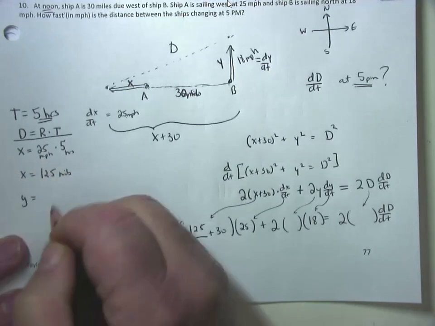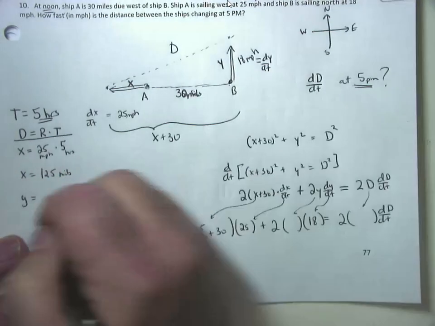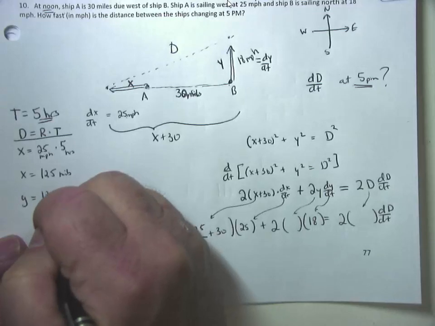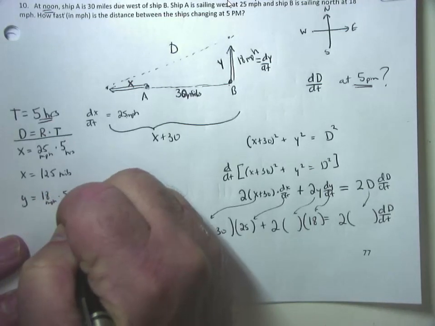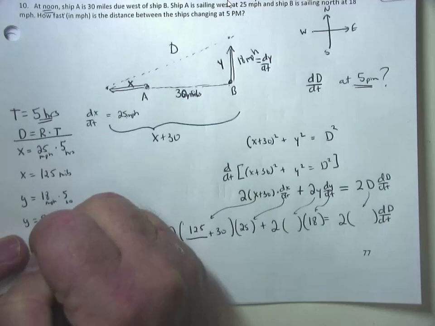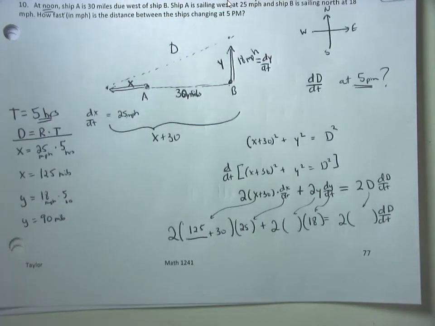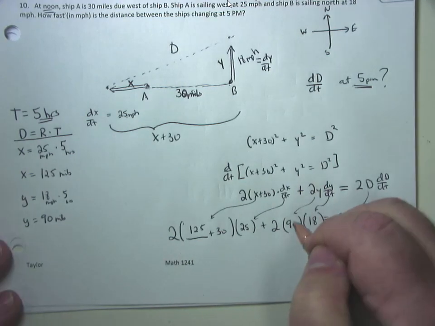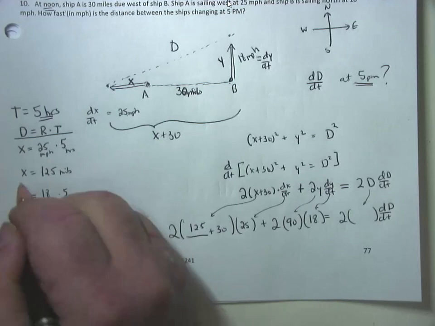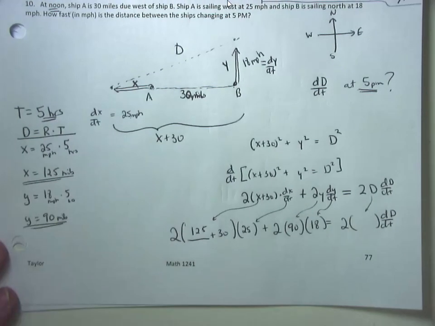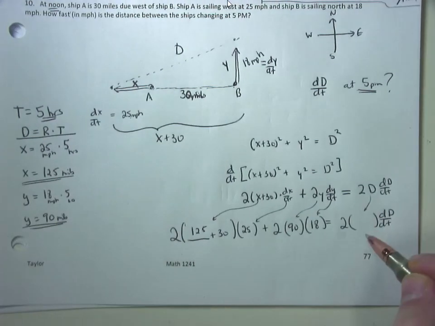Y, and how fast was y going? It was going 18 miles per hour times 5 hours. y equals, what is that? 90 miles. Does that make sense? 18 times 5, 90 miles. So that is 90 I get to plug in there. And I need to know what d is, and then I can solve this thing.